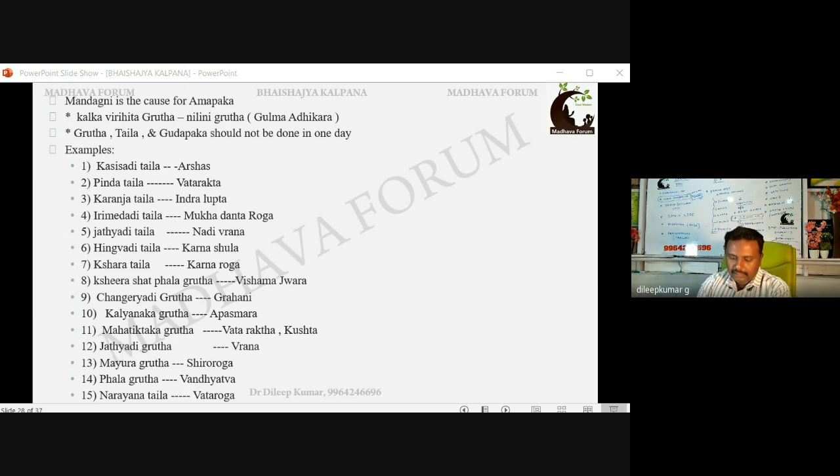Next, Narikela Lavana, Shuladikara. It has only 2 ingredients, coconut and Lavana. The dose is 1 to 2 grams. Anupana is Pippali Churna or Kanji. Anupana is Pippali Churna and Kanji. Indications are in Shula, all types of Shula.